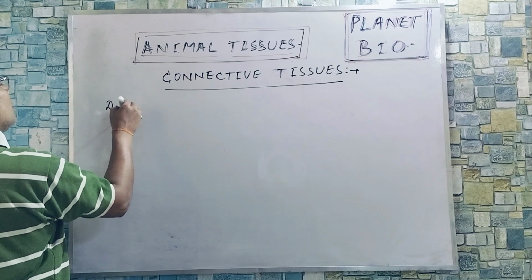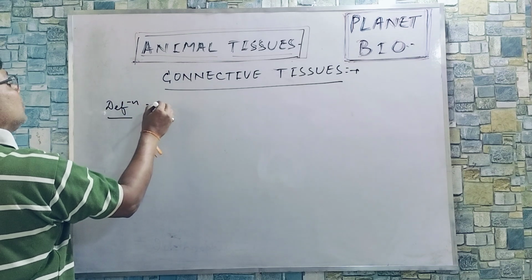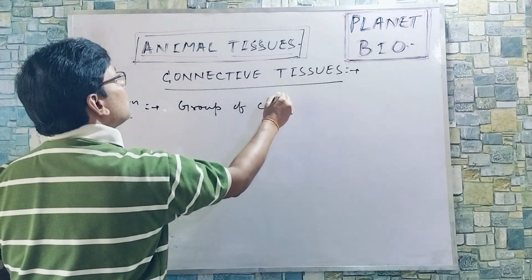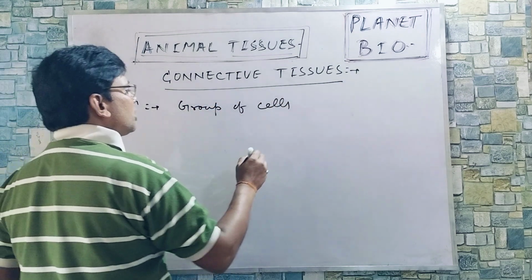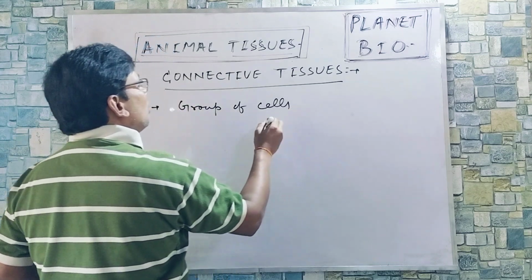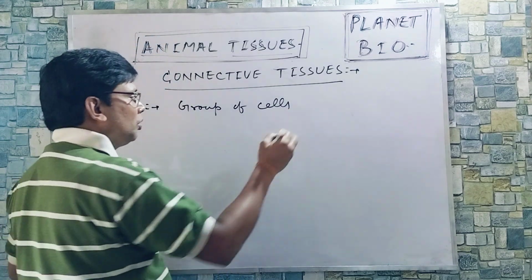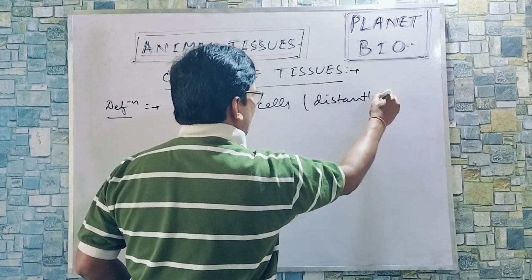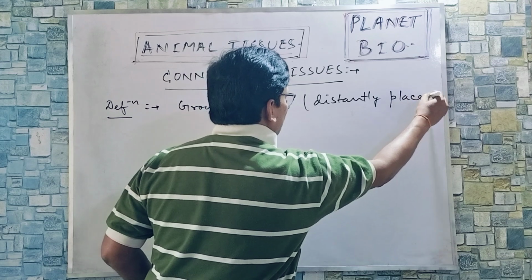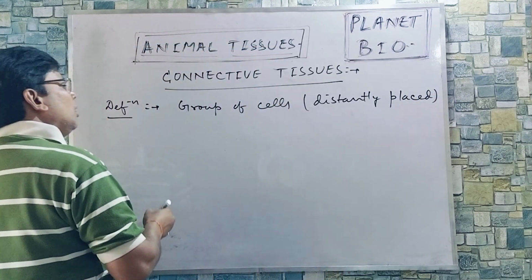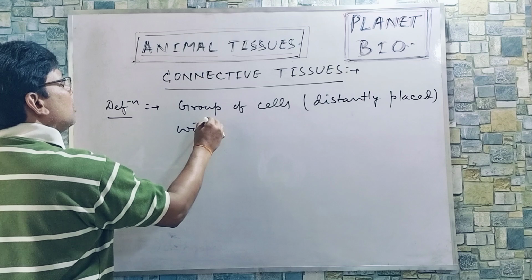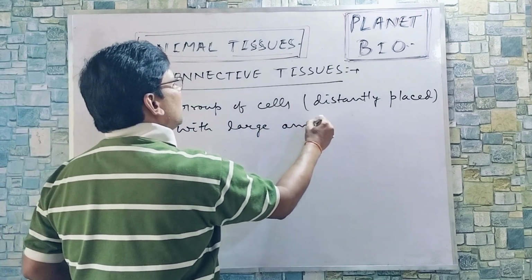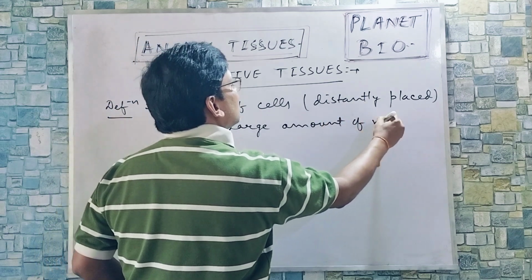First, how can we define connective tissue? A group of cells. What type of cells? Distantly placed cells with a large amount of matrix.